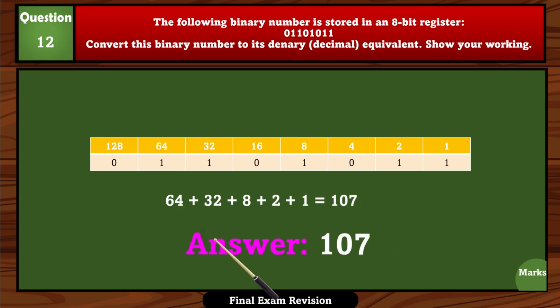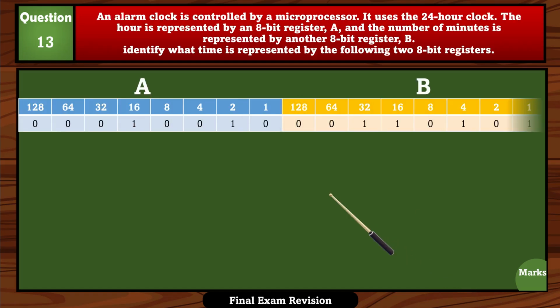So our answer is what? 107. So this binary number is equal to 107 in what? In Denary. Okay. Next one, an alarm clock is controlled by a microprocessor. It uses a 24 hour clock, and the hours are represented by an 8-bit register A, and the number of minutes is represented by another 8-bit register B. So we have two registers A and B, and the first register shows the number of hours, and the second register shows the minutes.